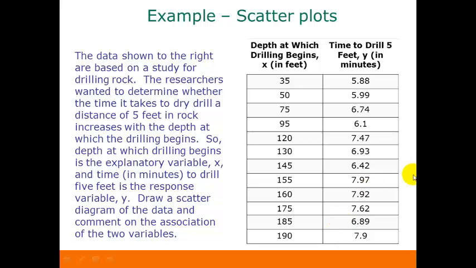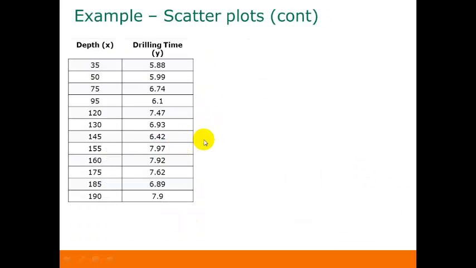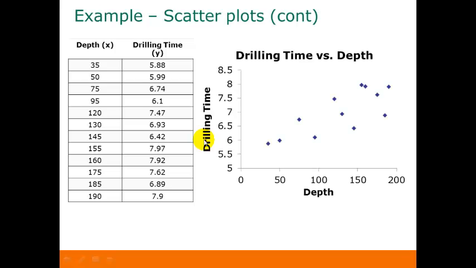Here's our data again, and here's our scatter plot. So notice again that each one of these rows in our data table becomes a point on this graph. So if we look at this first one, our x is 35 and our y is 5.88. So all we're doing here is plotting points, just like you would have done in an algebra class. So this point would be 35 for the x and 5.88 for the y, and so on. Each one of these points on the graph represents one of these rows on the table.